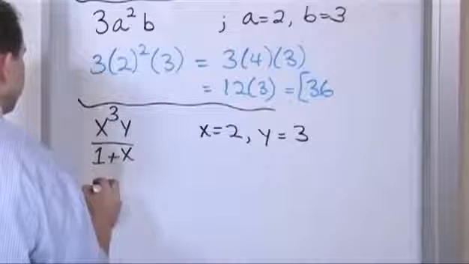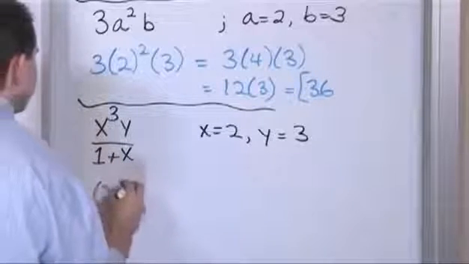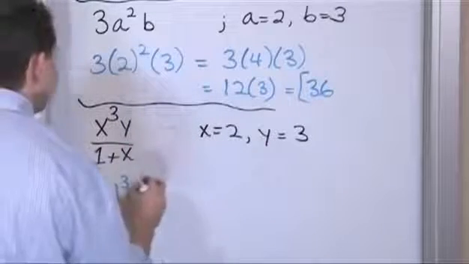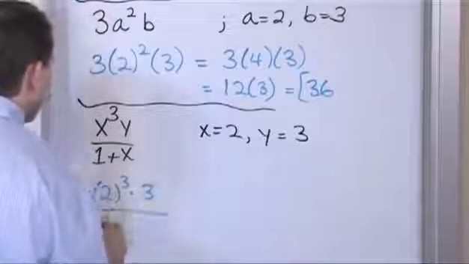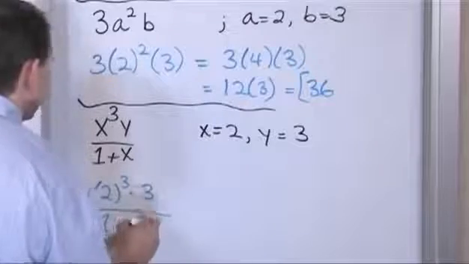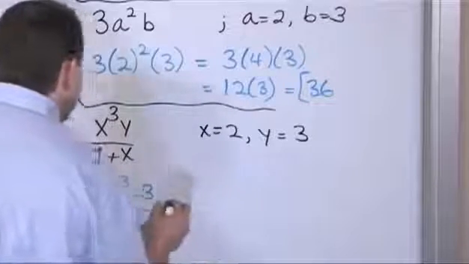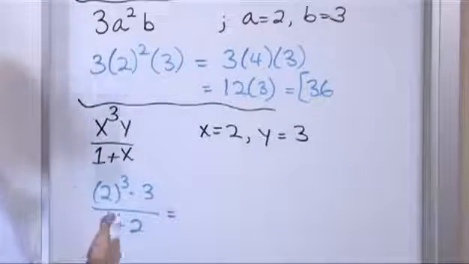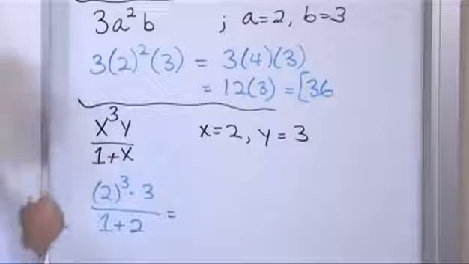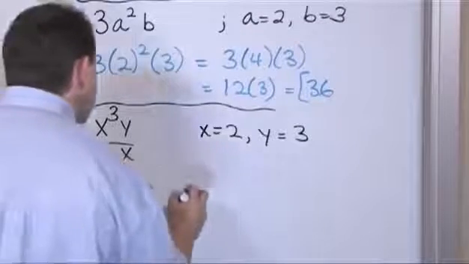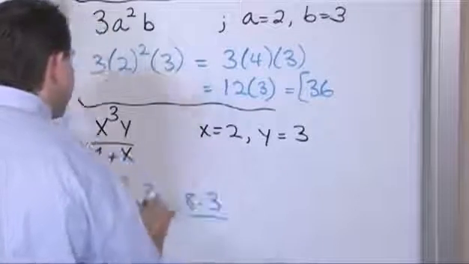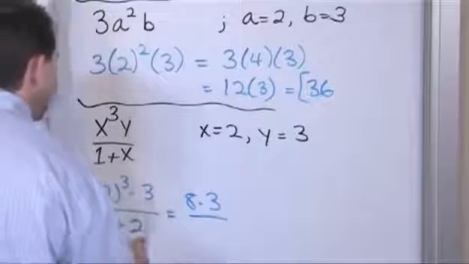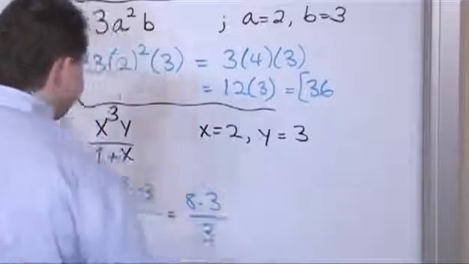X is equal to 2, we're going to have 2 cubed times y, which is 3, over 1 plus x, which is 2. And so what we'll have in the top, 2 cubed is 2 times 2 times 2. If you think about that for a second, 2 times 2 times 2 is going to give you 8. You still have times 3 on the top. 1 plus 2, we can go ahead and add that. That's going to give us 3.